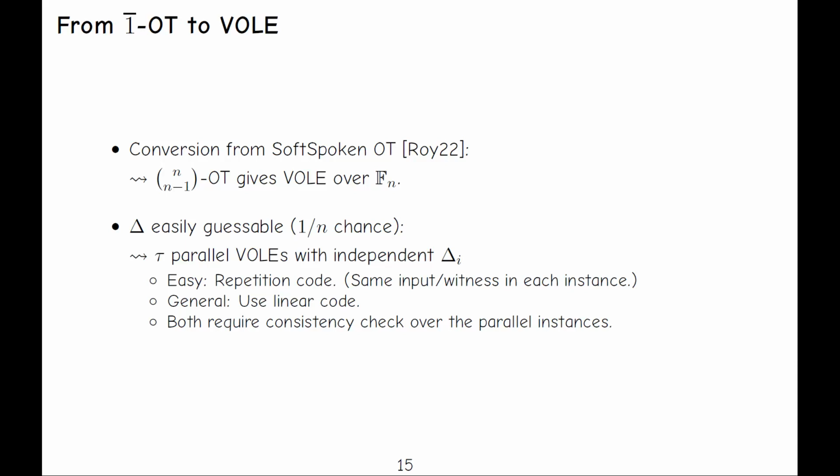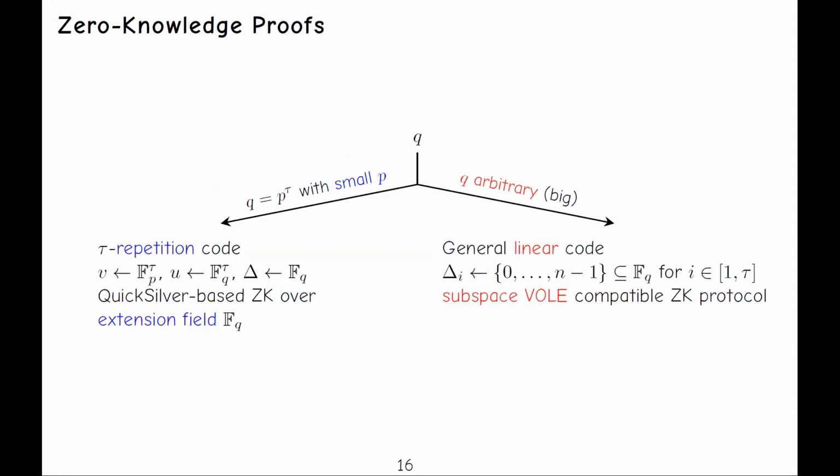So what we need to do is repeat things in parallel. And then we have to decide how to repeat exactly. So how do we insert the witness in the parallel repetitions? A simple way is to just do a repetition code, basically. Or more generally, we can use any kind of linear code and get some subspace VOLE out of this. So with this, we now have to realize the zero knowledge protocol, given the VOLEs.